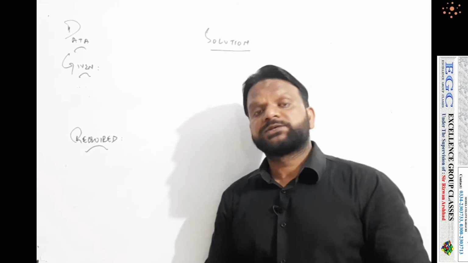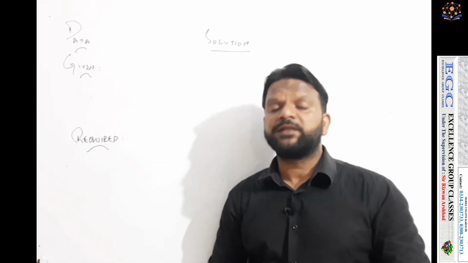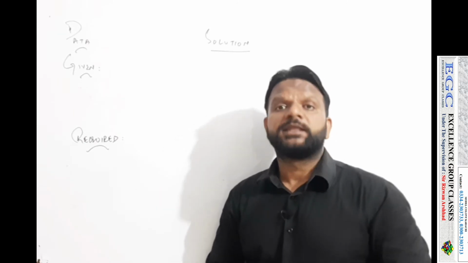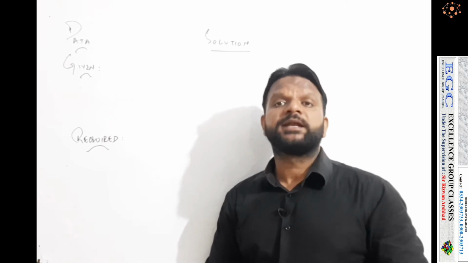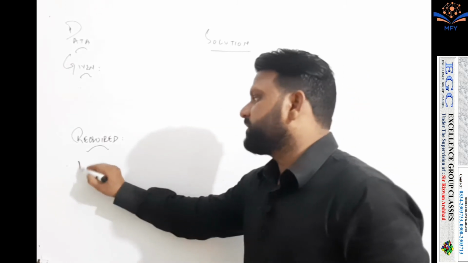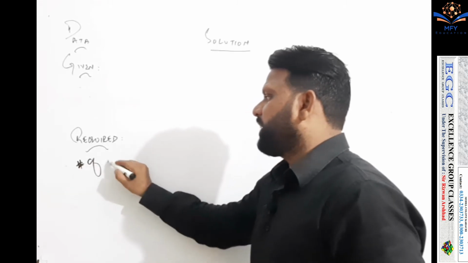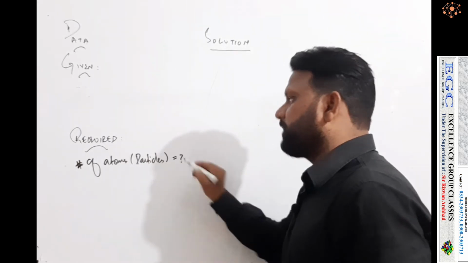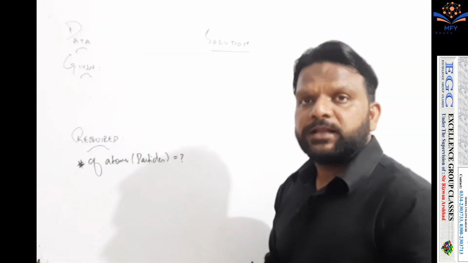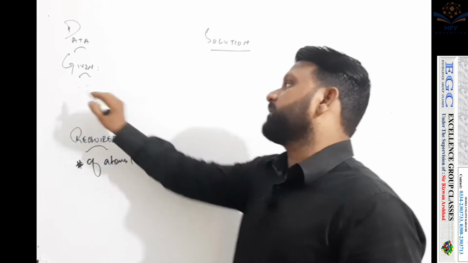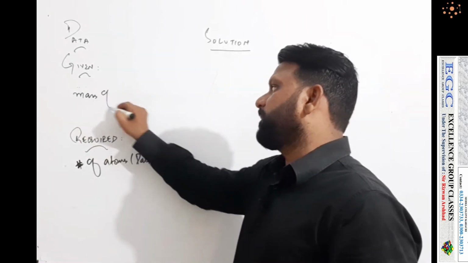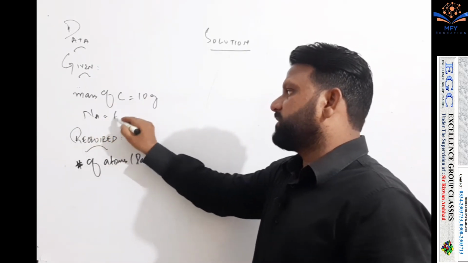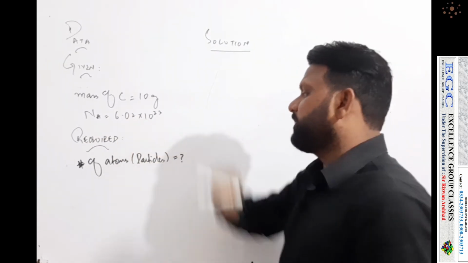Now we are going to start another question which is related with number of particles or number of atoms. The question is: calculate the number of atoms present in 10 grams of carbon. So required is the number of atoms, which are particles. We can generally use the word particles present in 10 grams of carbon. Mass of carbon will be 10 grams while the Avogadro's number will be 6.02 exponent 23.